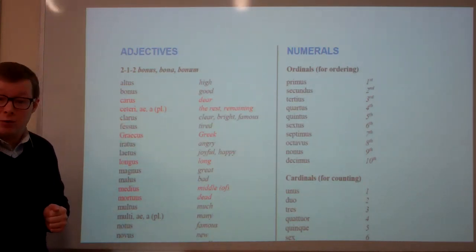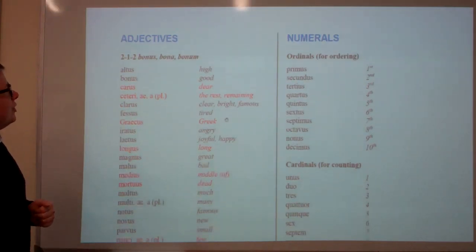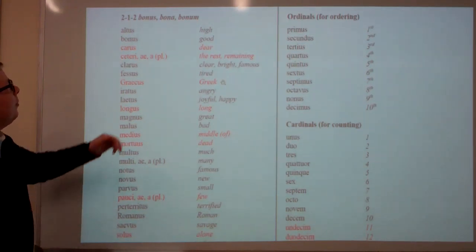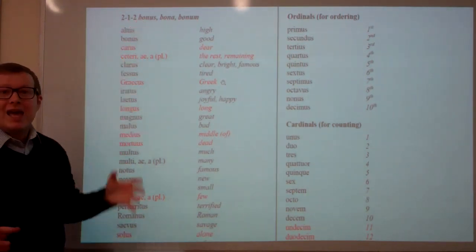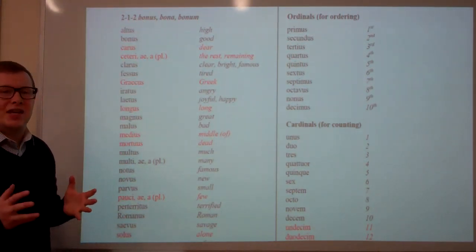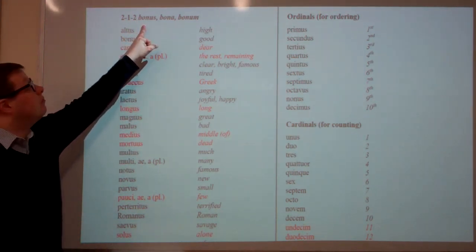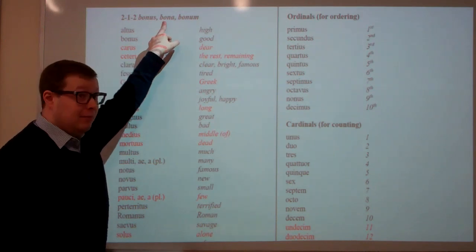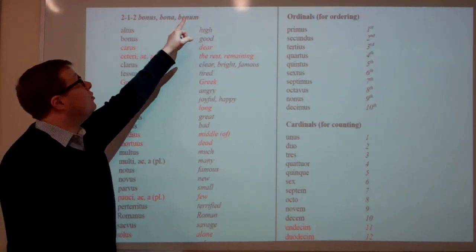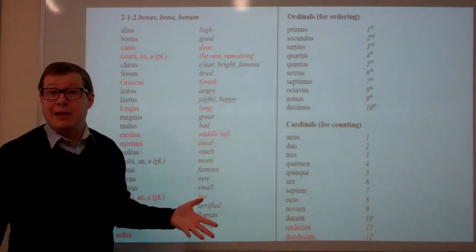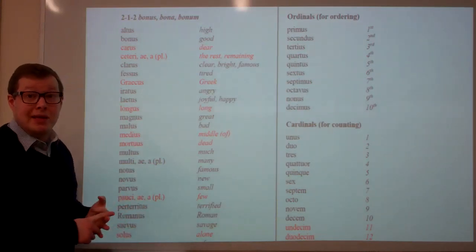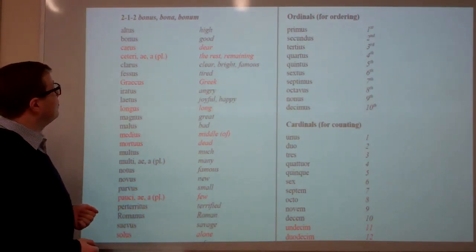Adjectives, describing words. Most of the adjectives we encounter at Common Entrance operate like bonus, and their endings are lovely and easy, because in the masculine, bonus, it goes like dominus. In the feminine, bona, it goes like mensa. And in the neuter, bonum, it goes like bellum. Dominus, mensa, bellum. Very straightforward.